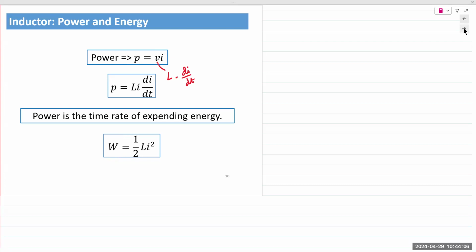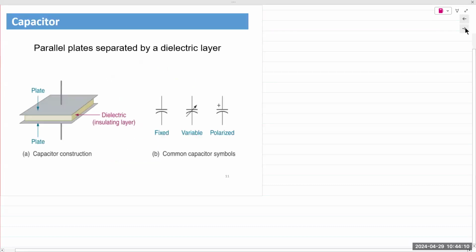Okay, so from here, let's go into capacitors. And again, capacitors are very similar to inductors in terms of functionality, that it's an energy storage device, and also in terms of the voltage and current equations. So capacitors are nothing but two conducting parallel plates separated by a dielectric layer. Dielectric in this case refers to an insulating material.